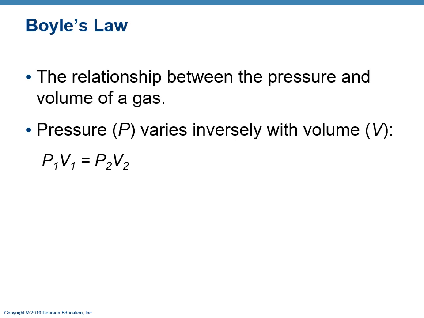Boyle's law defines the relationship between the pressure and the volume of a gas. Boyle's law states that pressure, or P, varies inversely with volume, or V, meaning that as pressure goes up, volume goes down, and vice versa. So this is defined by P1V1 equals P2V2, meaning if we know the pressure and the volume of one compartment, and we know either the volume or the pressure in another compartment, we can solve for that other variable.